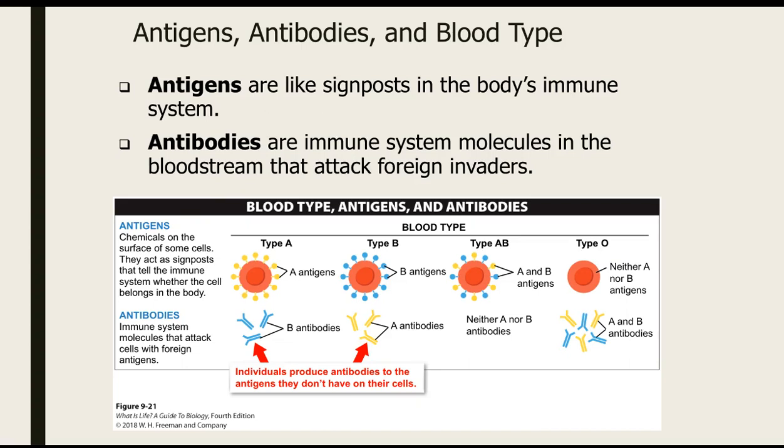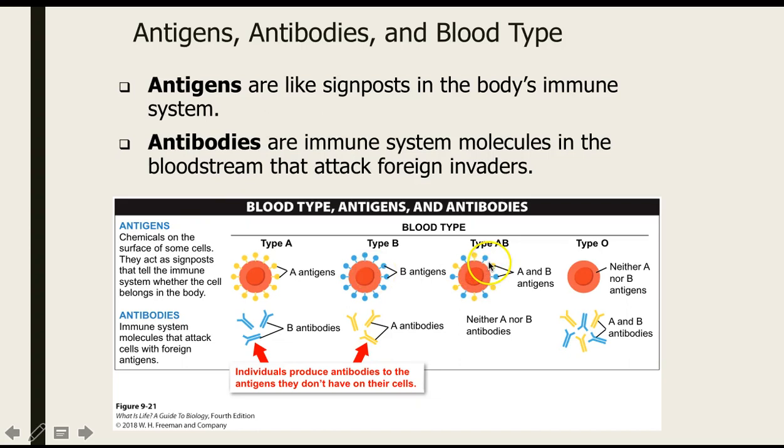Then there are other molecules in your body called antibodies. Antibodies are part of your immune system too, but they're more free floating in the bloodstream. Antigens are attached to your blood cells, and antibodies are not attached to your blood cells. That's one big difference: antigens attached, antibodies free-floating in the blood. I don't know if that helps at all, but that's how I remember it. So if your blood type is A, that means you make the A antigen. And if your blood type is B, it means you make the B antigen.